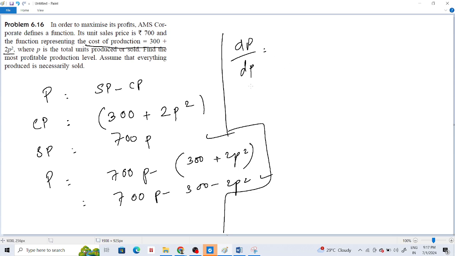Now see, in order to maximize anything, in class 12 we learned a chapter called maxima minima, you remember? If we want to maximize anything we have to differentiate. So this is a profit function and it depends on P, so I have to differentiate the profit function. Let me call this PR. With respect to P, I have to differentiate the profit function. That will give me 700 minus 4P.